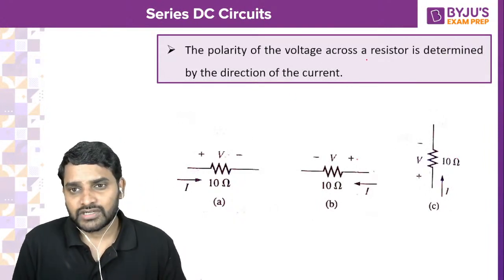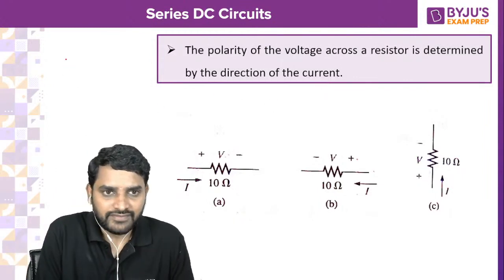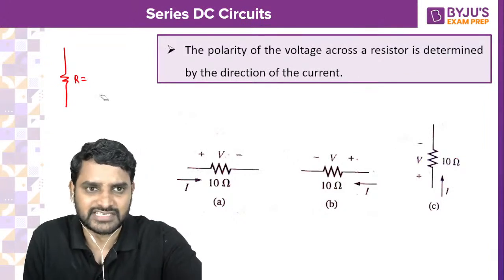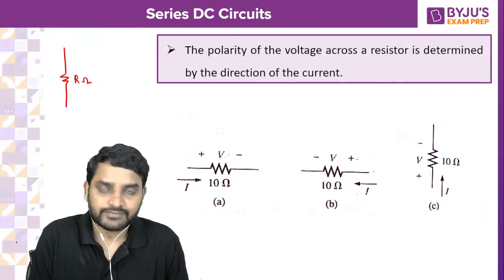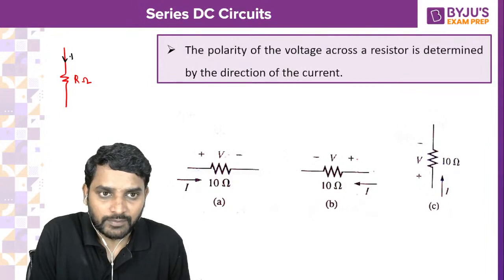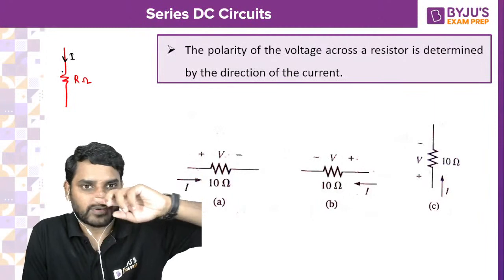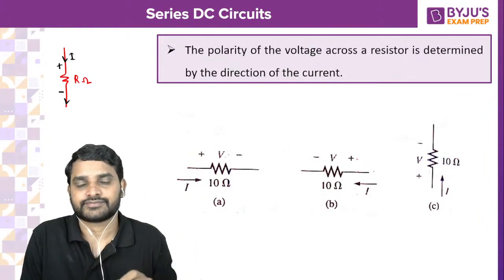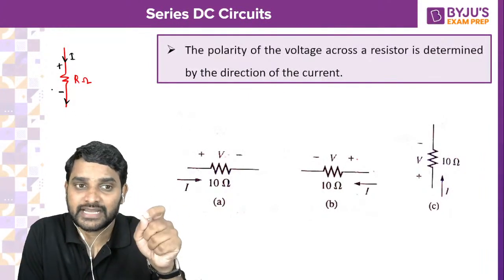The polarity of the voltage across the resistor is determined by the current direction. If I have a resistor like this, with some resistance value, let us take R ohms, and the current is flowing from the top. If the current is entering from the top terminal, then the entering terminal will be positive and the leaving terminal will be negative. So the voltage polarities across the passive elements depend upon the direction of current.